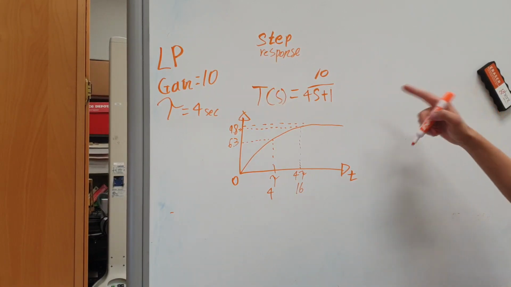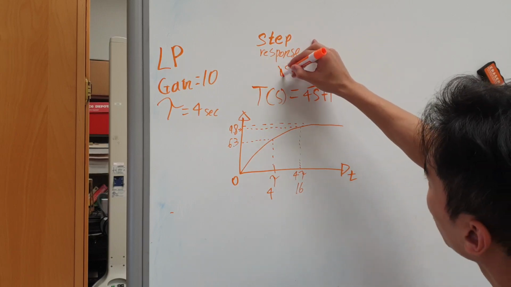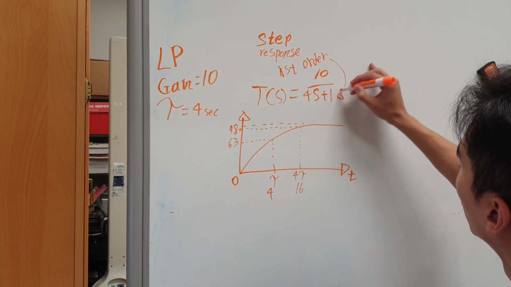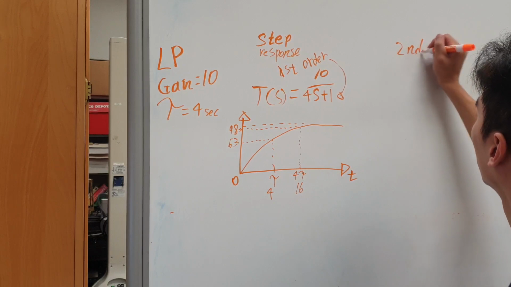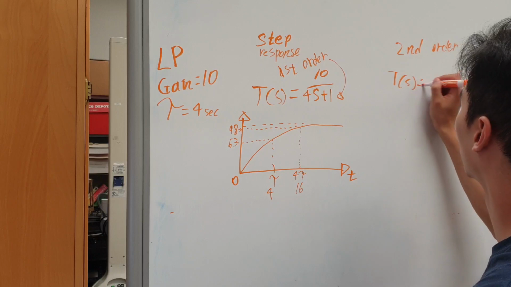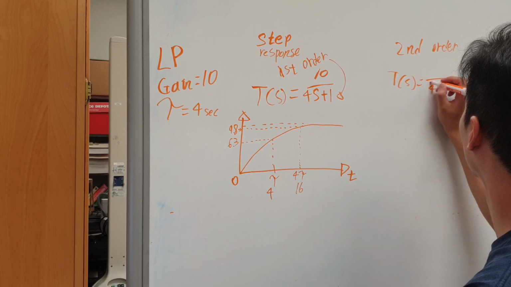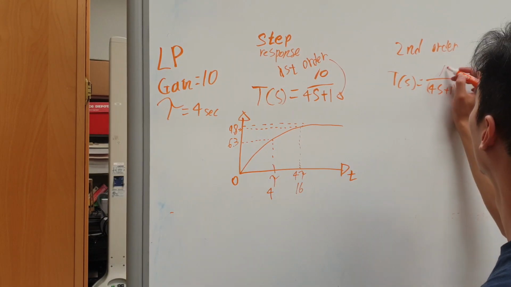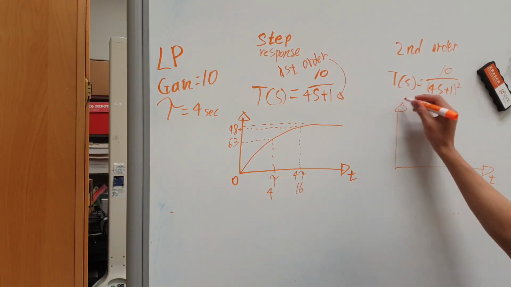But what if the filter is second order? This is first order, because our bottom only has 1s. For our second order, we'll have something like the same thing. Then we might have a little difference.